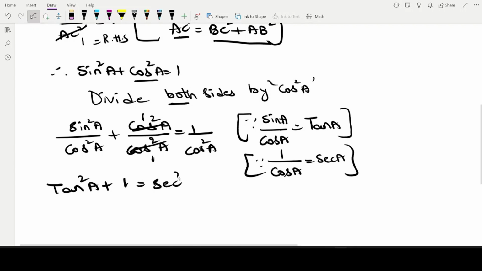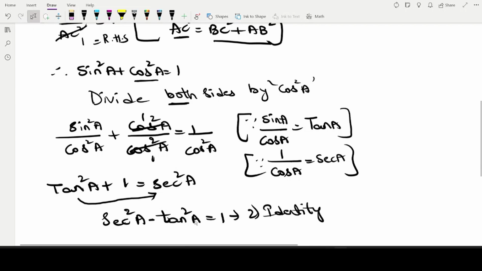So sec²A. Now let us shift the tan²A to the other side. When plus tan²A shifts to the other side, it becomes minus, giving sec²A − tan²A = 1. This is the second identity. The only thing that you need to do here is divide both sides by cos²A, then substitute, and you will get sec²A − tan²A = 1.